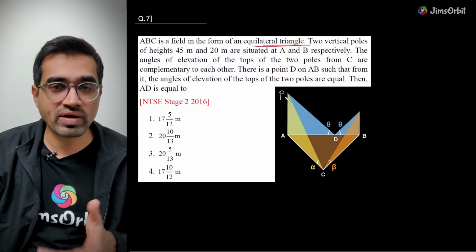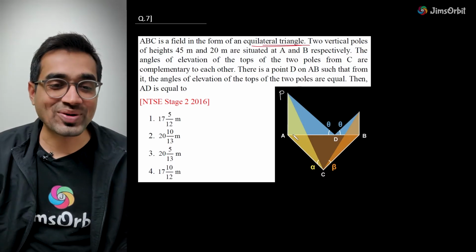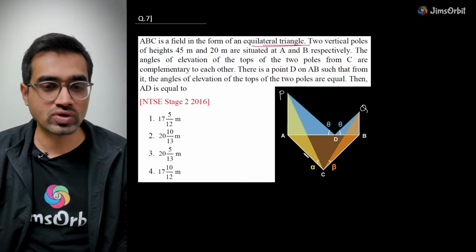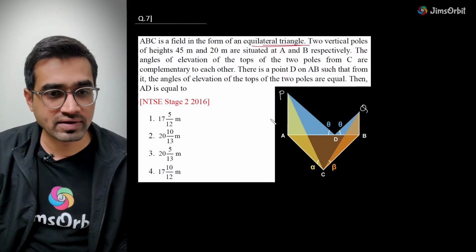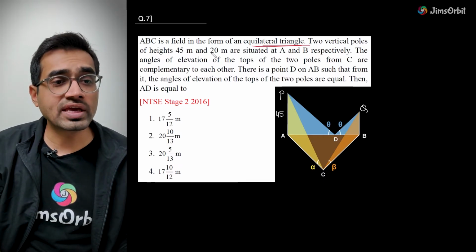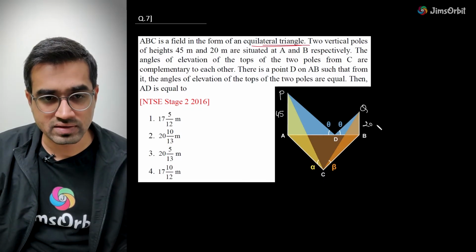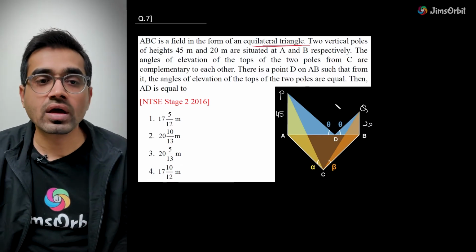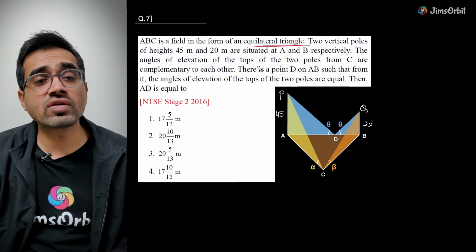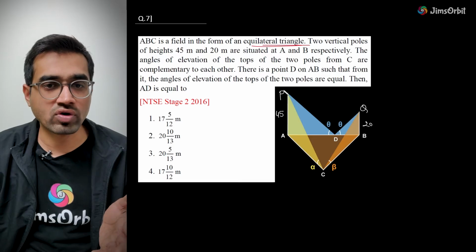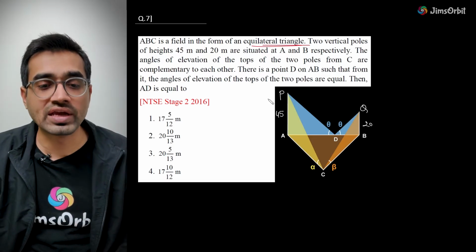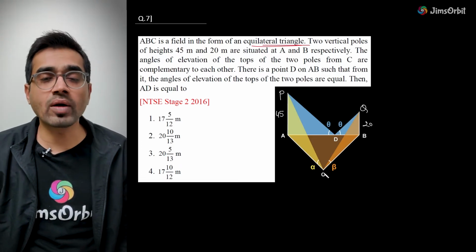I cannot show by phone now because that's a rectangle. So AP and BQ. Now you notice AP is one of the poles, height 45. BQ is another pole, height 20. That's less than half of it. The angles of elevation of the tops of the two poles from C are complementary to each other. This means I'm looking from C now.